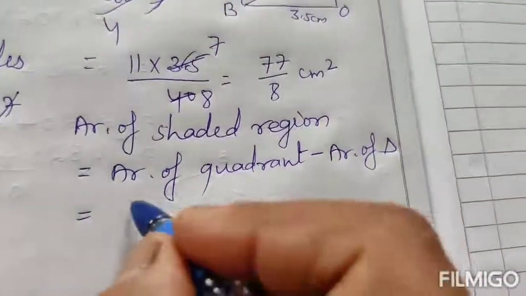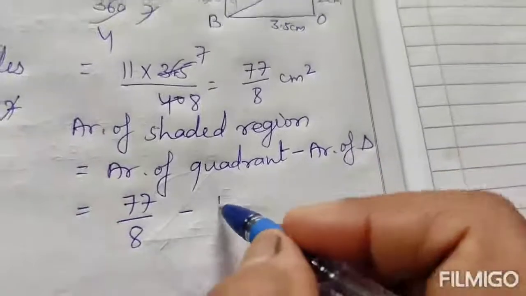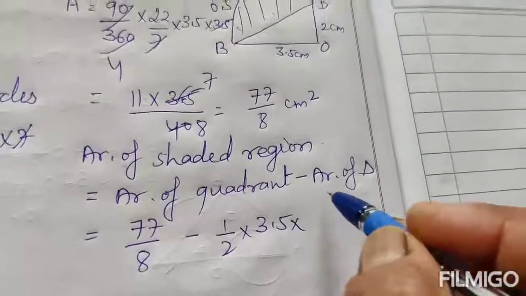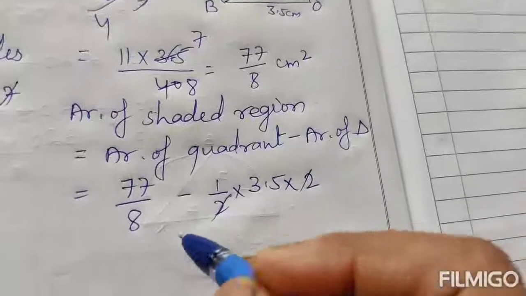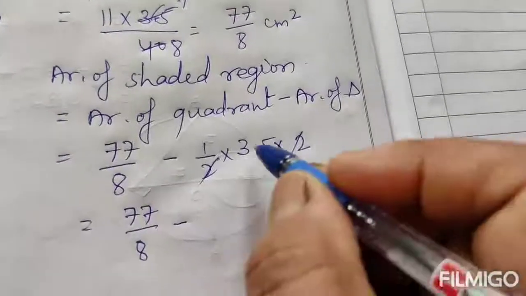Area of quadrant is 77 by 8. No need to find. And area of triangle is 1 by 2, base is 3.5 and height is 2. Cancel. 77 by 8 minus 3.5.